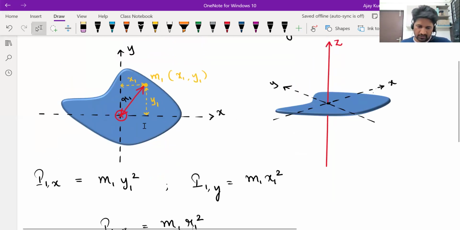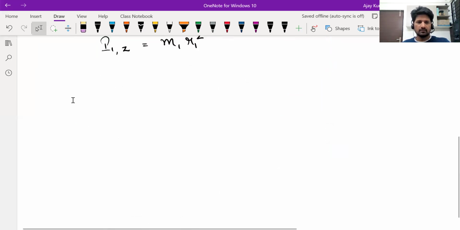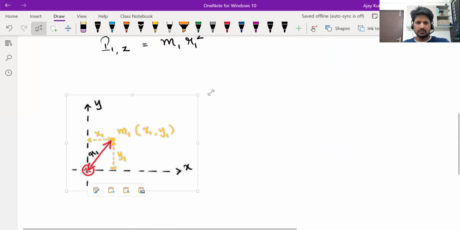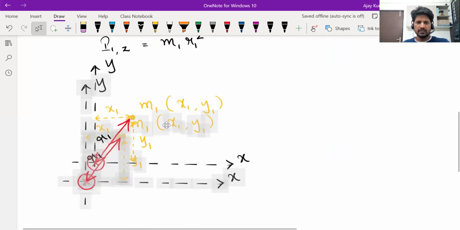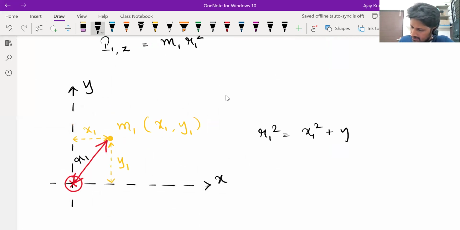But you look at this diagram and tell me, is there any relation between x1, y1 and r1? Let me show you the diagram separately. Is there any relation between x1, y1 and r1? Pythagoras theorem. Good. We can write r1 square is equal to x1 square plus y1 square.